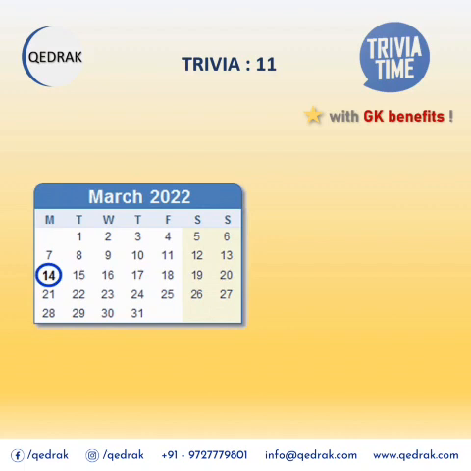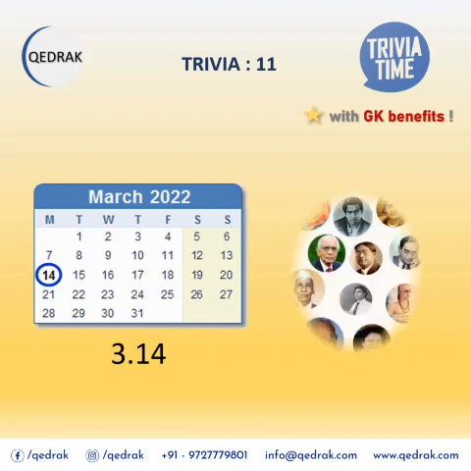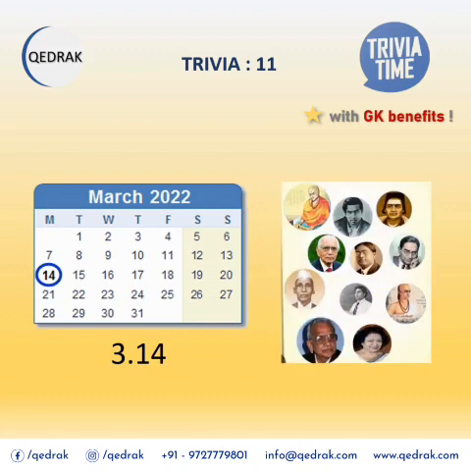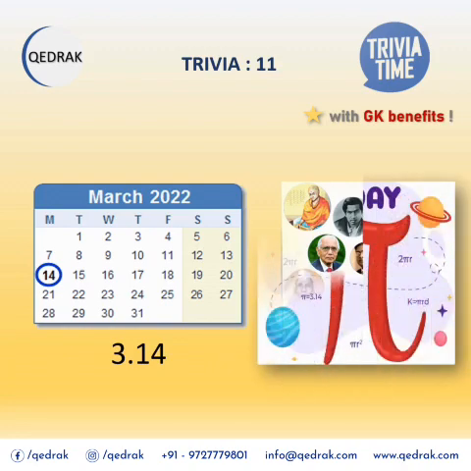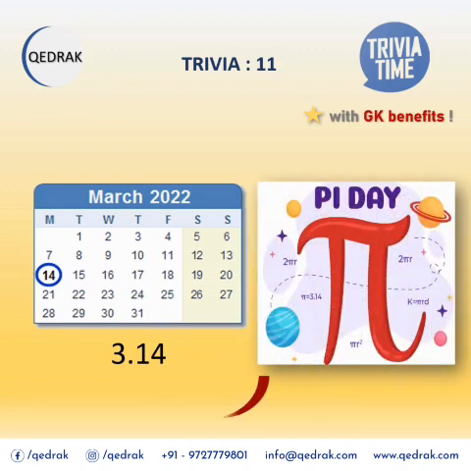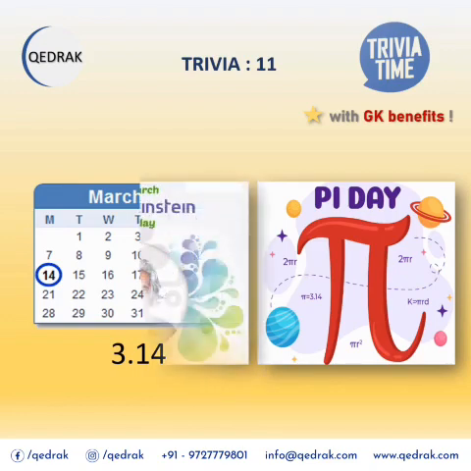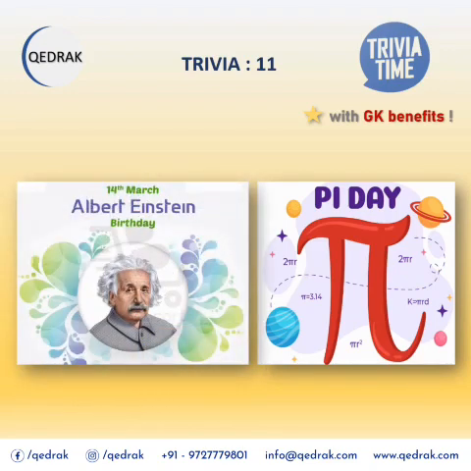Today, the 14th of March, can be written down as 3.14, meaning third month, 14th day. It's that day, beloved of fun-loving mathematicians everywhere in the world, because it's Pi Day. And we all know that pi is denoted as 3.14. By a happy coincidence, it is also Albert Einstein's birthday.